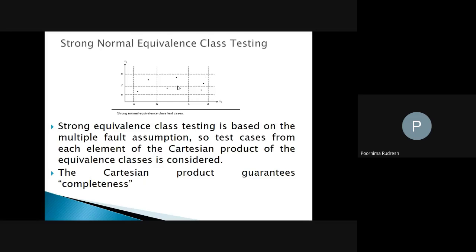So that is the difference between weak normal and strong normal. The major thing in the strong normal case is we are considering all the test cases that are chosen from each element of the Cartesian product, because here we will have multiple fault assumptions, and we'll choose the test cases from each element of the Cartesian product. Understood? Why are we choosing like this? Because it assures completeness. So this is about the strong normal equivalence class testing.